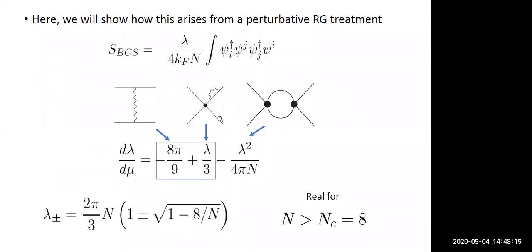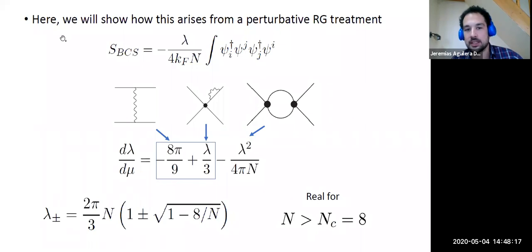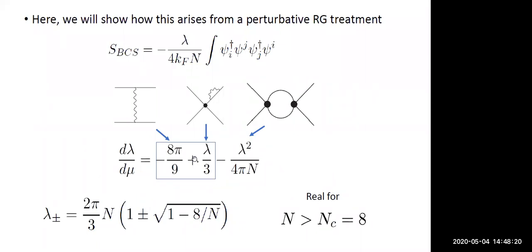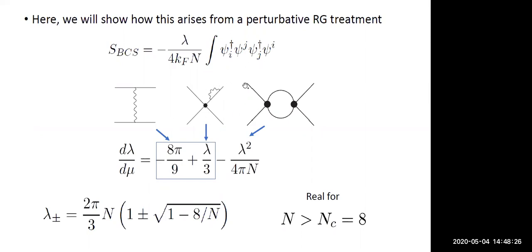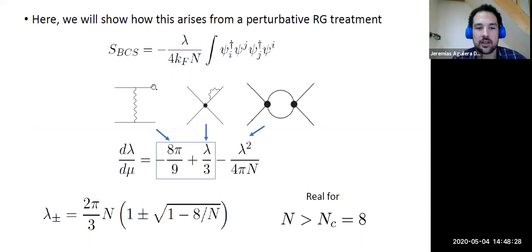These three diagrams essentially give you this beta function for the BCS coupling. Here we see the dressing of the quasi-particles, so it has to do with the NFL behavior. On the other hand, this is the boson exchange here. And this is the universal minus lambda squared, which is generated at one loop in the BCS channel.